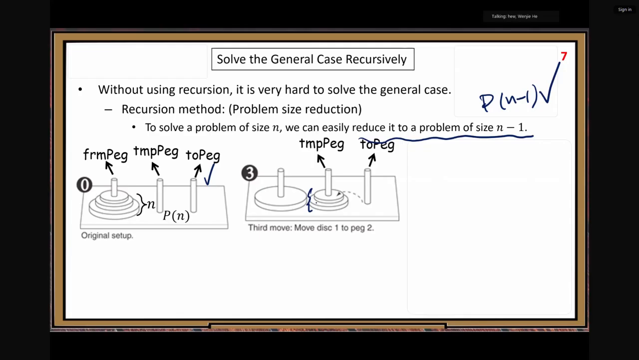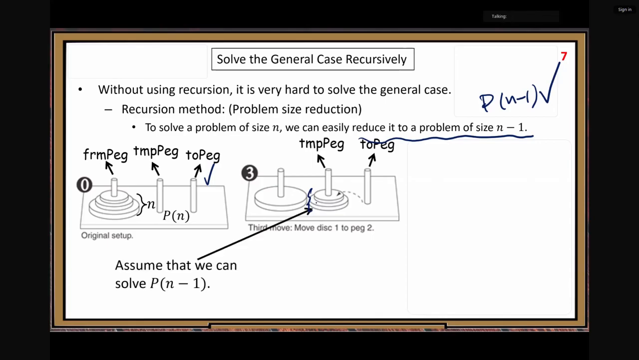P of n minus 1, yeah. We take the top n minus 1 disks, then we apply P of n minus 1, move this stack of disks to the temporary peg. We can do that, right? By recursion, we can do that. All right, then the bottom disk, because the destination peg is empty, we can move the bottom, largest disk to the destination peg.